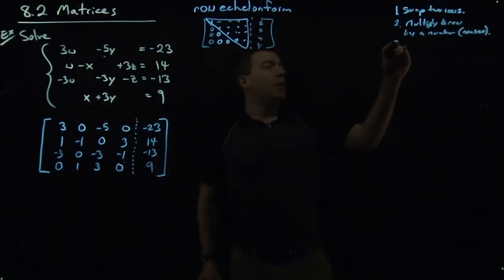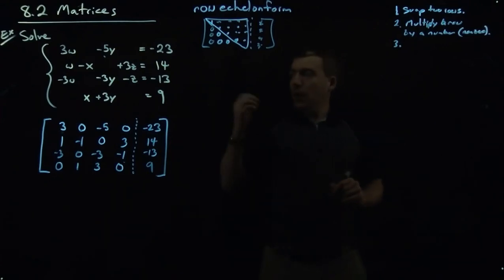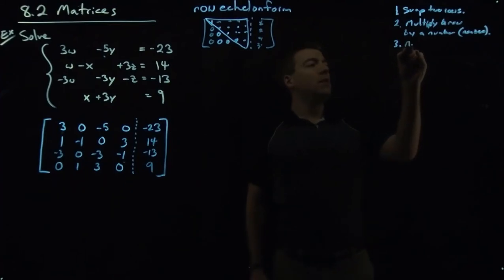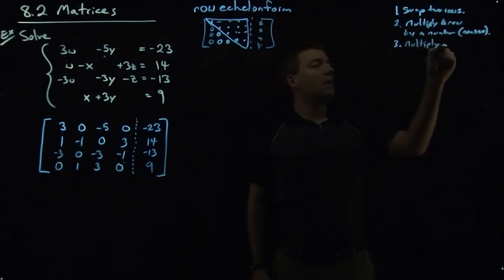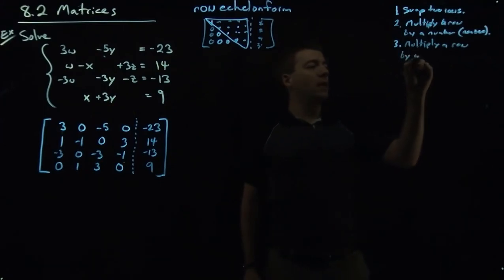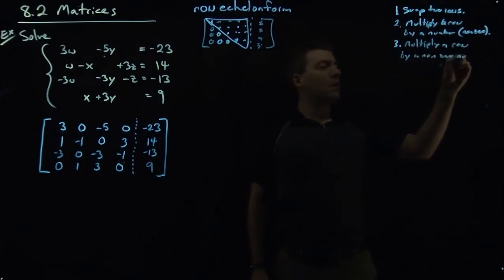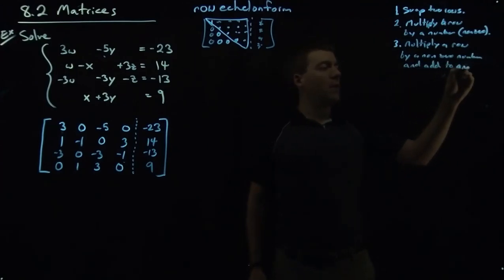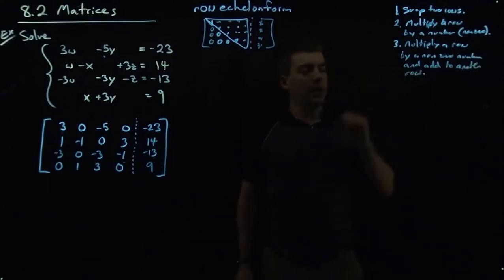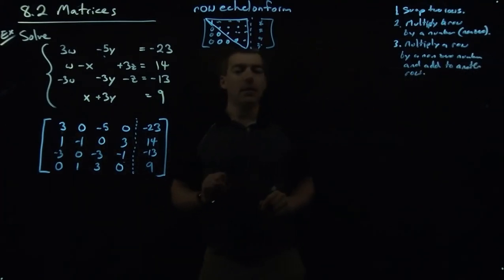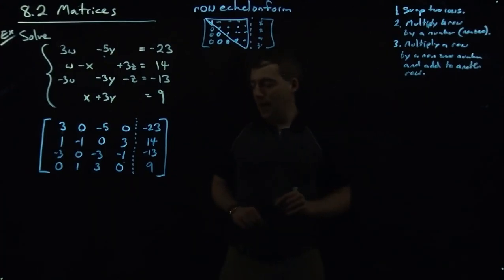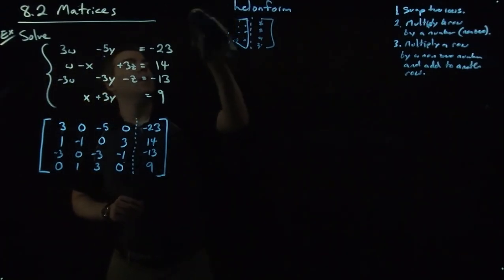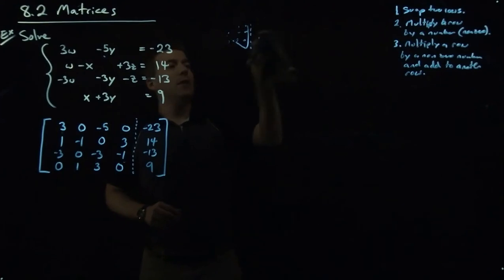All right. 3, and this is the one we'll use most often, we can multiply a row by a non-zero number and add it to another row. This will replace that row in the table, and this is how we will go about eliminating the coefficients. All right, so let's go ahead and get started.